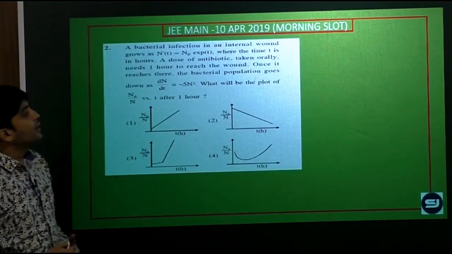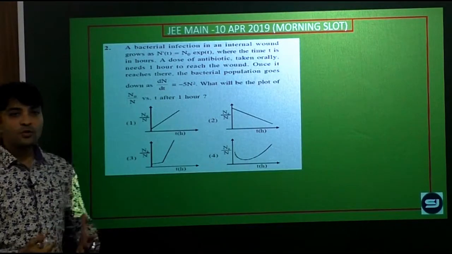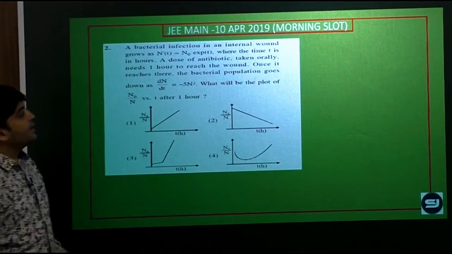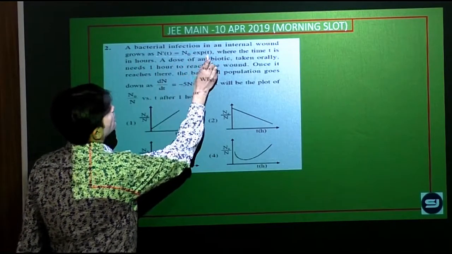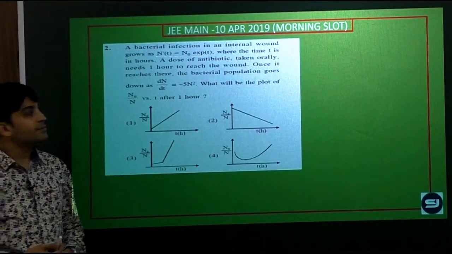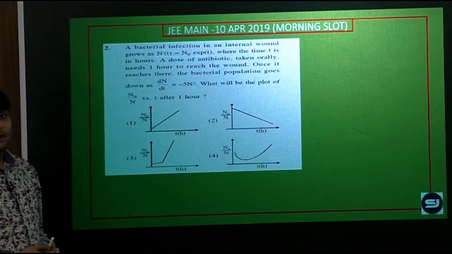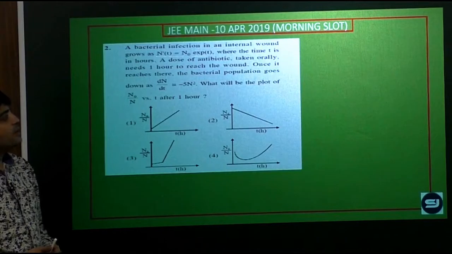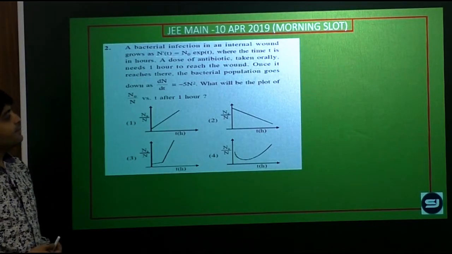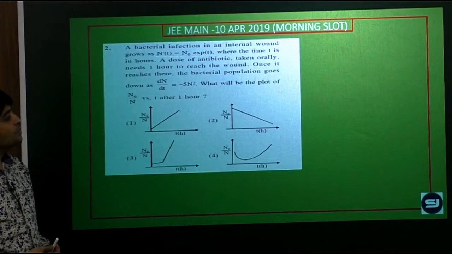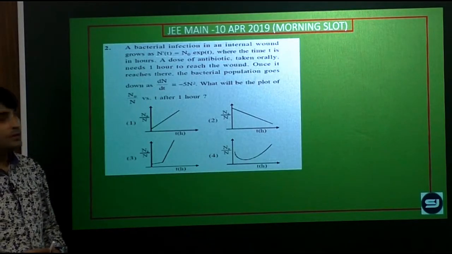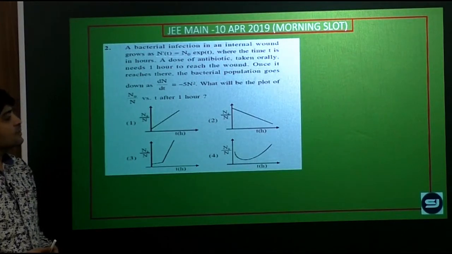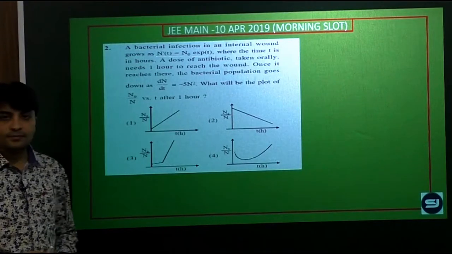Now, second question. It's a question from, you can say, nuclear chemistry. A bacterial infection in an internal wound grows as N(t) equal to N0 exponential of t, e raised to t, where the time t is taken in hours. A dose of antibiotic taken orally needs 1 hour to reach the wound. Once it reaches there, the bacterial population goes down as dN by dt equal to 5N square. What will be the plot of N0 by N versus t after 1 hour?